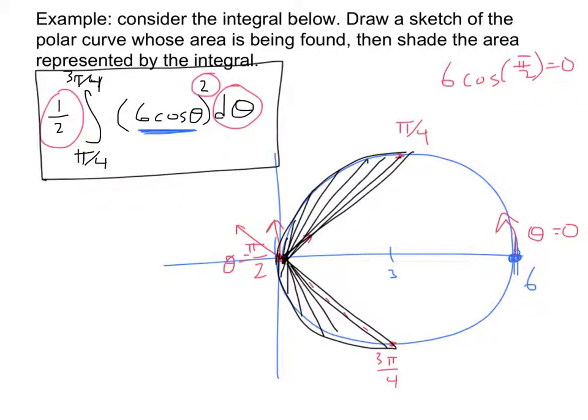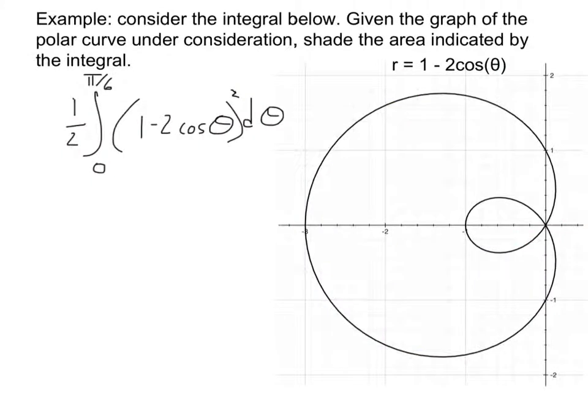Okay. So here's another example. In this one, I'm giving you this polar curve, and I'm telling you that it's given by 1 minus 2 cosine theta. I want us to know what this integral is going to give us the area of. So if you're feeling up to it, pause the video, see if you can figure out what the 0 and the pi over 6 represent for this problem. And once you've got that, we can talk about what the area is.